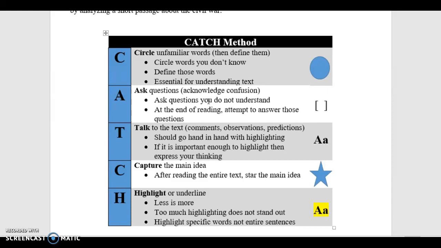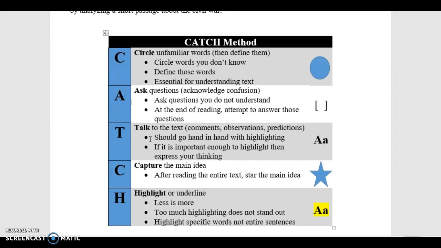It is good to ask questions about what you don't know as you read through the passage, and then at the end, after reading the entire passage, attempt to answer those questions based on the knowledge you got from reading the whole passage. T, talk to the text through comments, observations, and predictions.